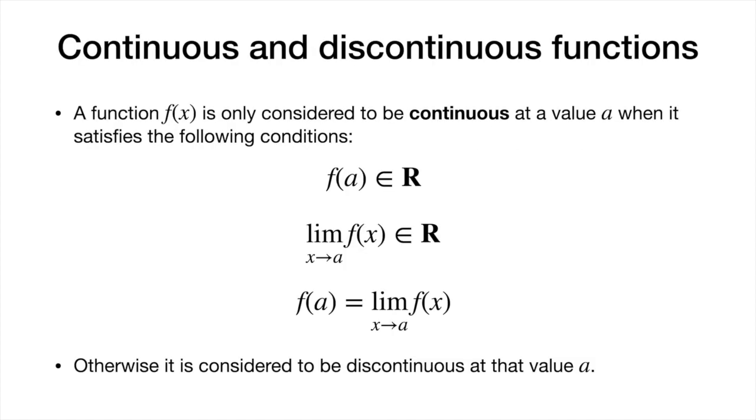Now moving on to continuous and discontinuous functions. A function f of x is considered continuous at a value a only if it satisfies the following conditions. 1. The function exists at a. 2. The limit of the function exists at a. And 3. The function is equal to the limit of the function at a. A discontinuous function is a function that does not satisfy one or more of these conditions.